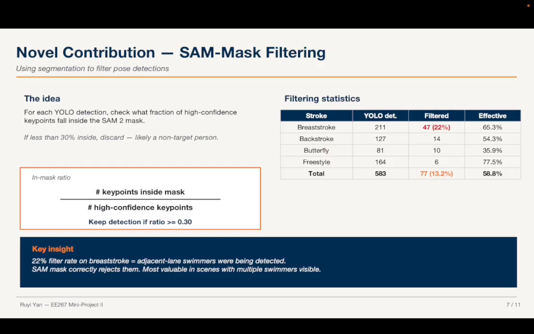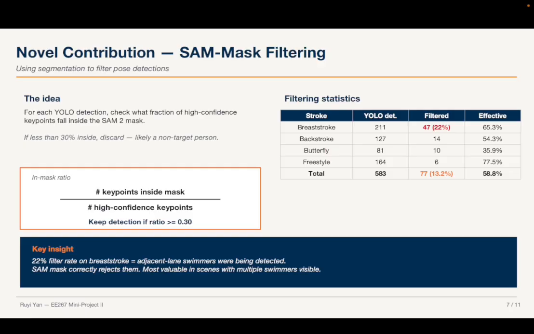The right-hand table shows real numbers. Across all 4 strokes, the filter removed 77 of 583 detections, about 13%. Look at the breaststroke: 47 detections filtered, 22%. That video had many adjacent lane swimmers. The SAM2 masks, seeded only on the target swimmer in the first frame, correctly exclude them.